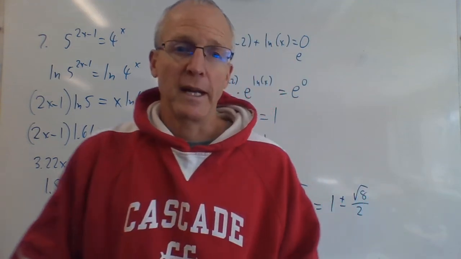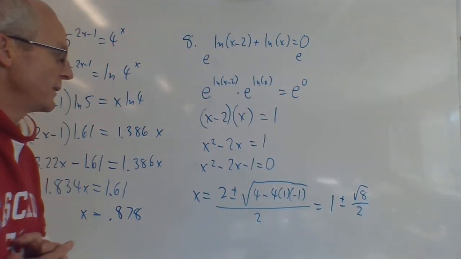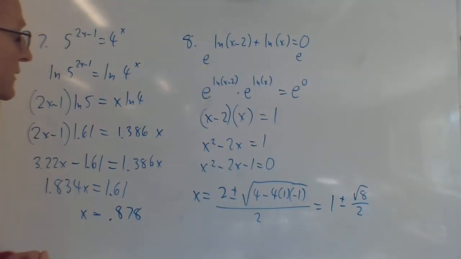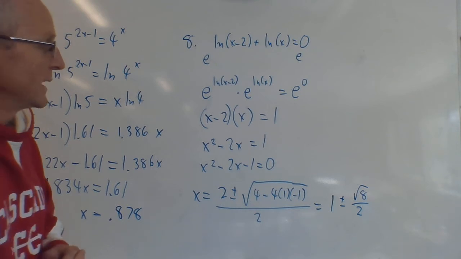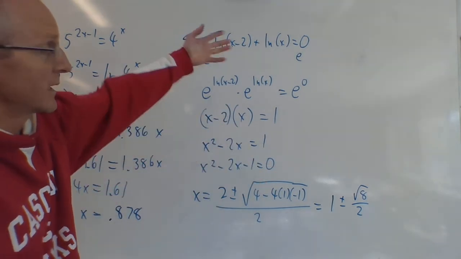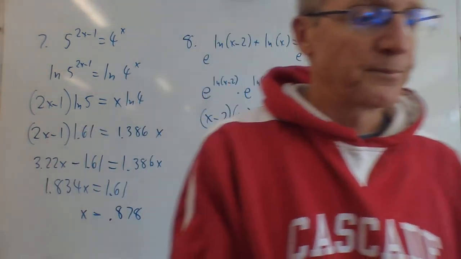1 plus or minus, we have 2 answers, right? 1 plus the square root of 8 divided by 2, and 1 minus the square root of 8 divided by 2. That would be what x is. Now you could decimalize that, plug it back in, again, see if it works.